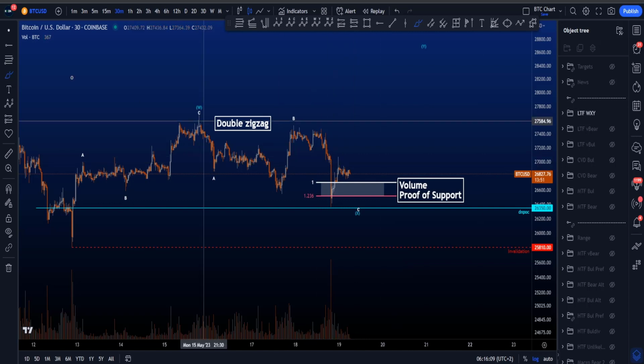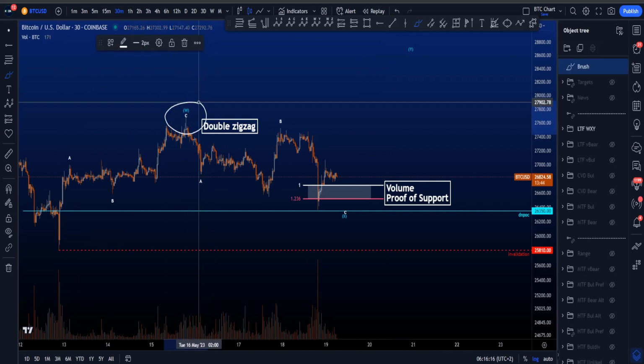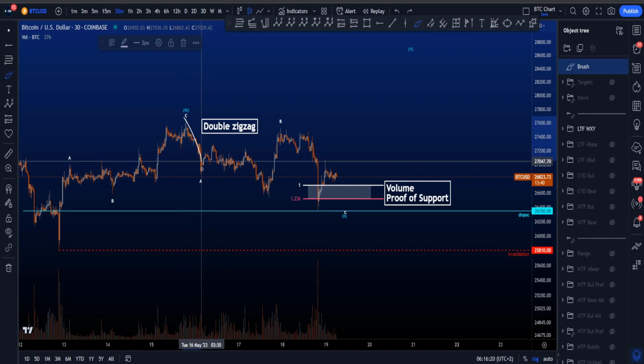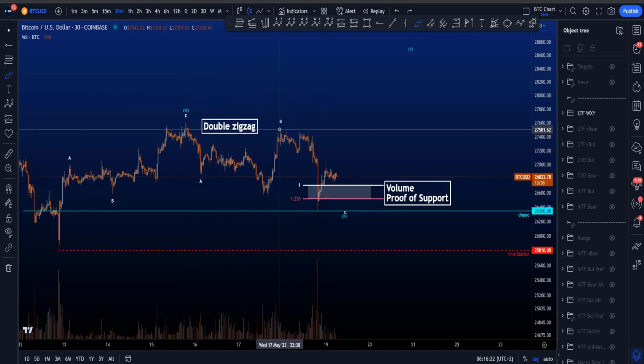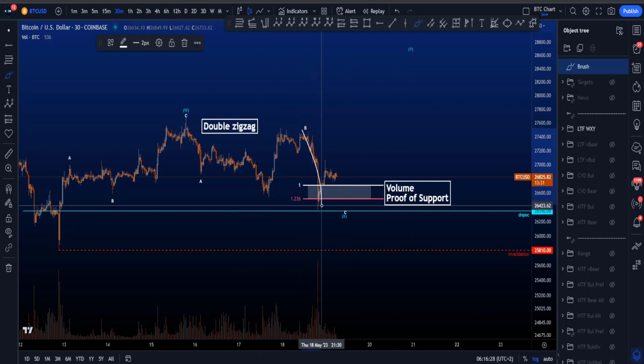And if we then look at the preferred scenario that I have at the moment and what I'm looking for, then we have a 3-wave structure in wave W, which is an ABC over here, followed then by another ABC to the downside. So this 3-wave structure is then a wave B, which has to move to the right, and then this impulsive structure is a wave C.